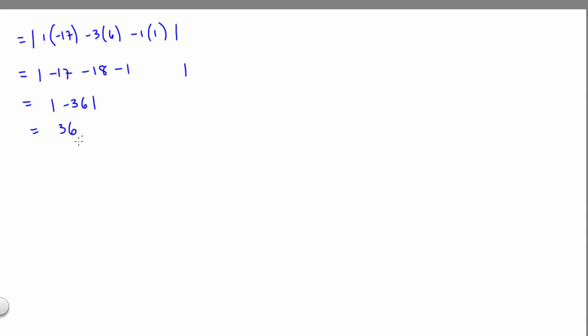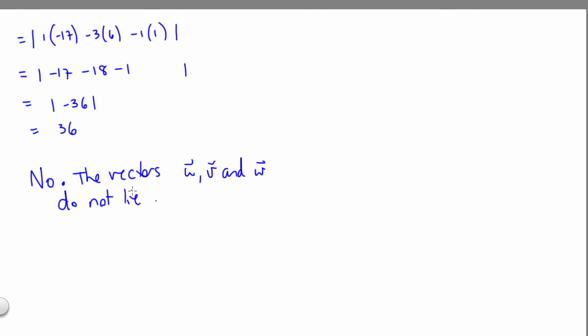That volume is not 0. So the answer is no. The 3 vectors do not lie in a plane. So let's write down our answer. No. The vectors u, v, and w do not lie in a plane, or you could say they do not lie in a common plane.